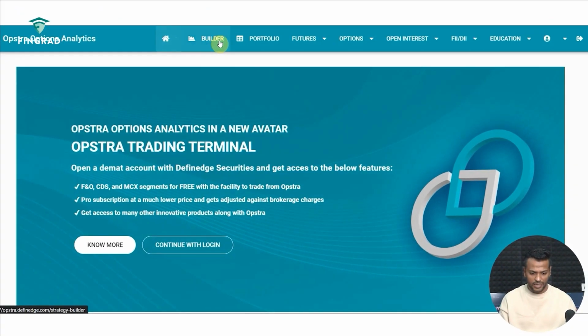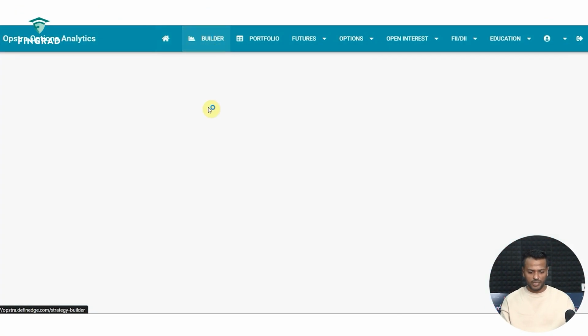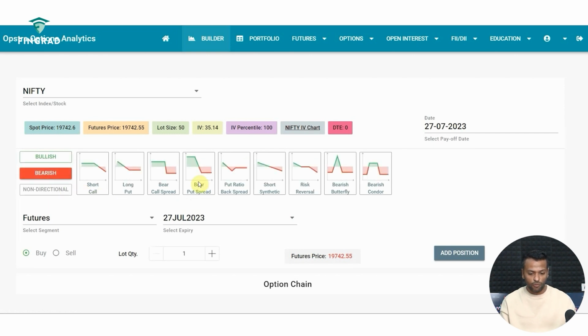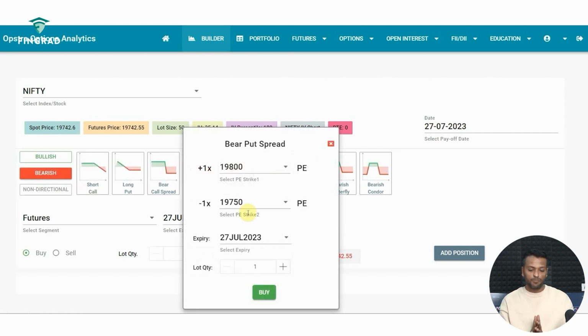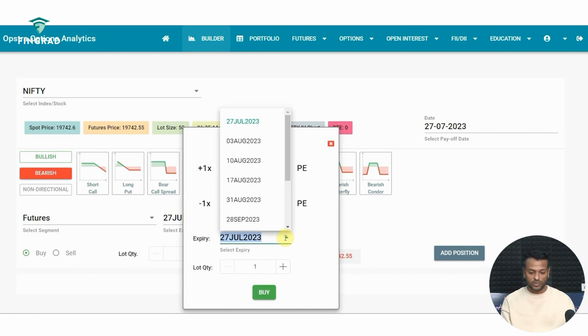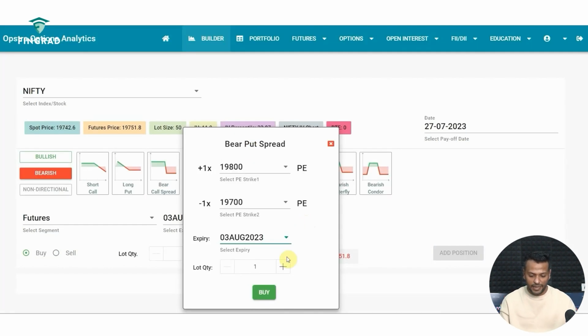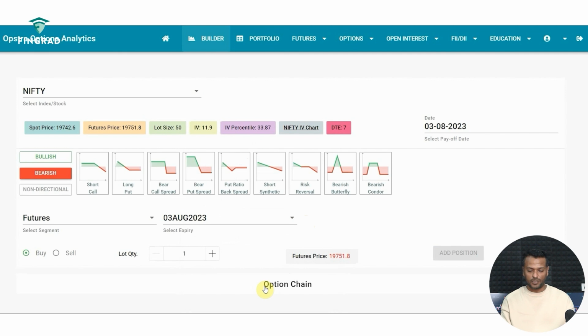Now let us understand the payoff of this strategy on the chart, and see how the profit and loss change as the market moves. Again, you go to the strategy builder which you use, take the option of bearish here, and apply the strategy of bear put spread. There are pre-chosen legs which you could use, but I actually want to go slightly more out of the money when I'm writing. So I'm going 19,700, and I chose the next expiry because today is the expiry and the premiums will be lower. And you execute the strategy on the chart.